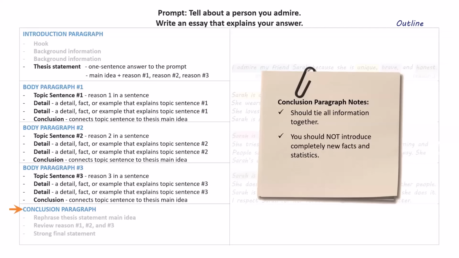All of that should have already been done by the time you're writing your conclusion. But it is okay to put a new twist on facts or statistics that you've already included in your essay. So let's write the first sentence of our conclusion paragraph.